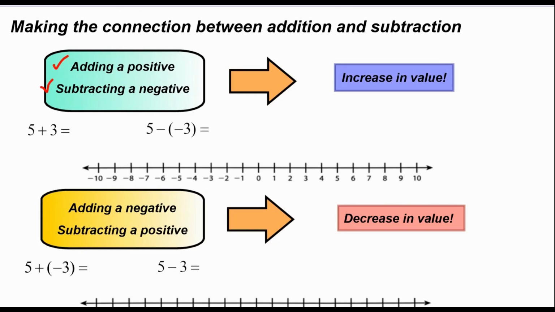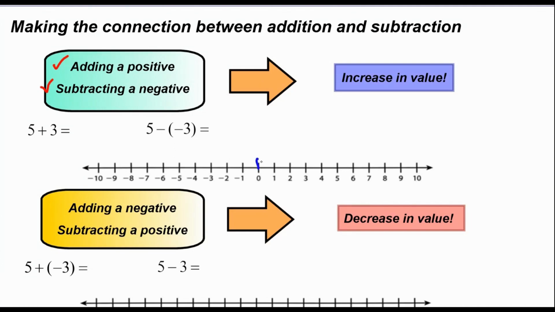I can fix the dents, or I can remove some rust, or I can take something negative away from the car. That will increase the value as well. So two different ways to increase in value: adding a positive or taking away, or subtracting, a negative. So if we look at both of these examples here, 5 plus 3 and 5 minus negative 3 on the number line, we're going to notice that they're identical. When you model these on the number line, they look exactly the same.